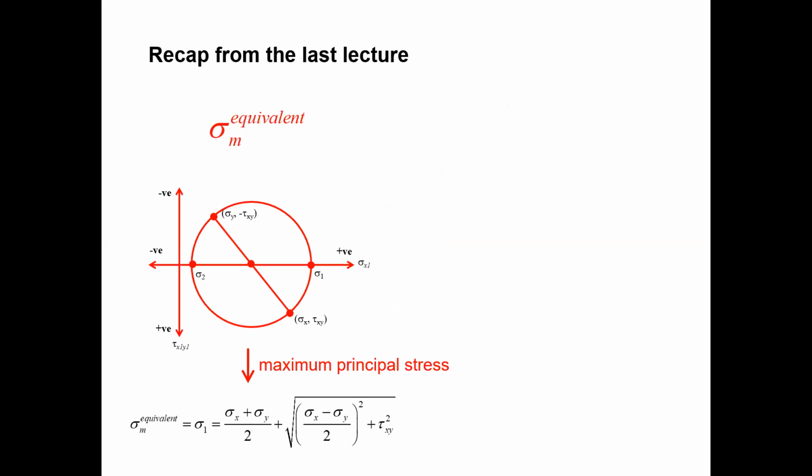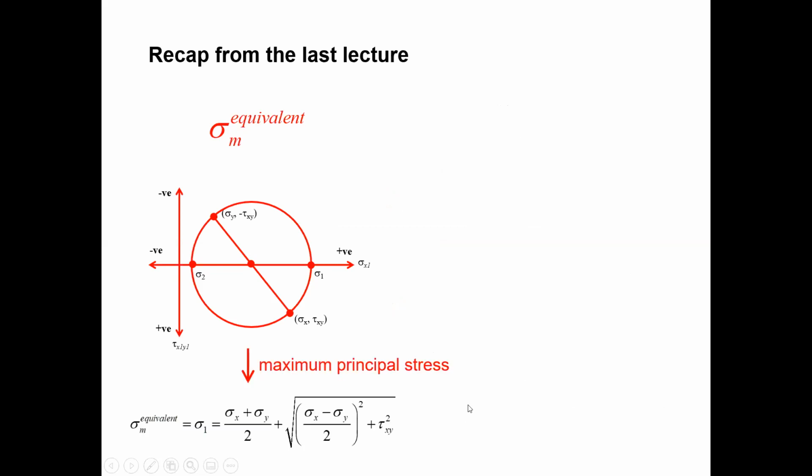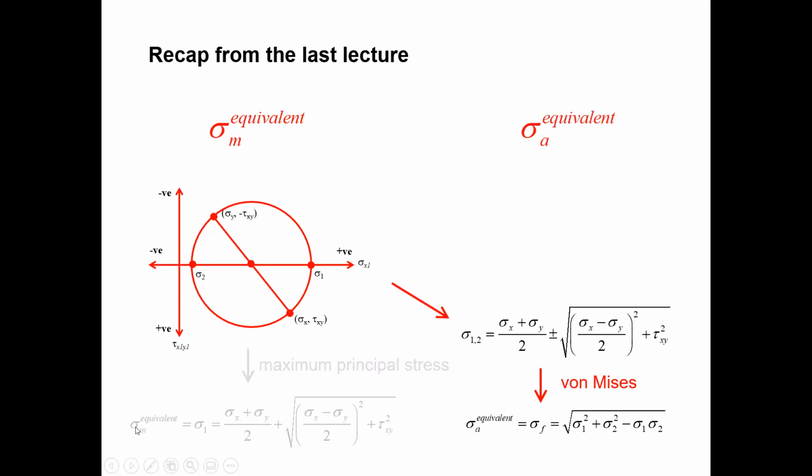So like this, the Mohr's circle law, the equation, you can see. Then you can find out the one single alternating stress. This is one single mean stress. So likewise, you need to find out the one single value.